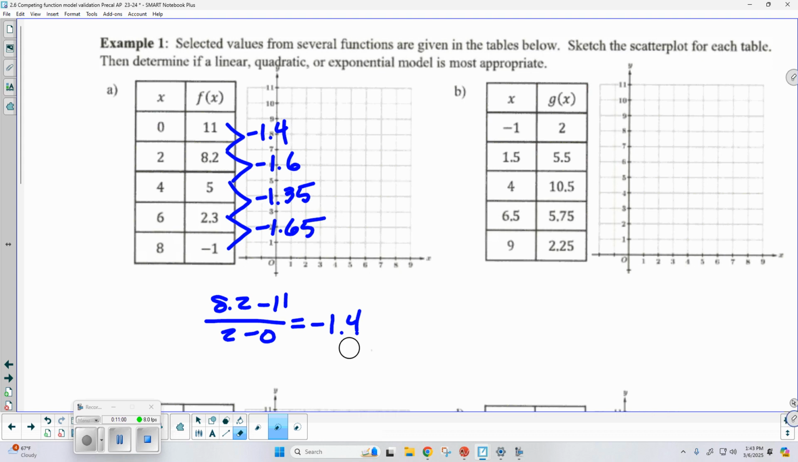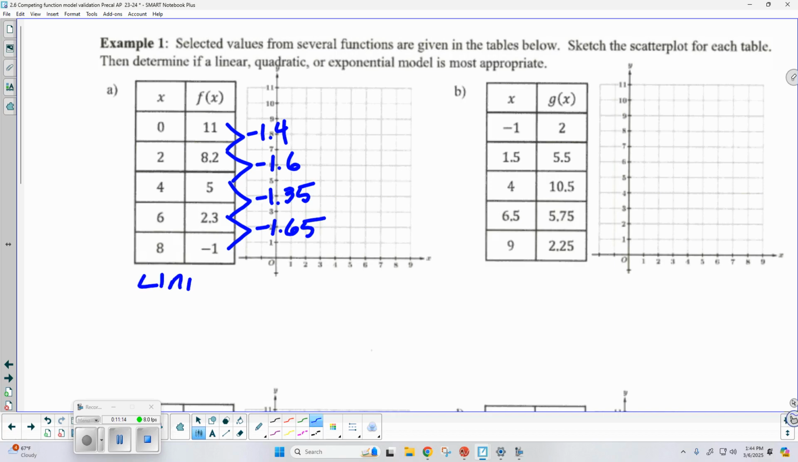So we decided to run with the idea that it's linear. Well, they're definitely not exact, but are they relatively close to each other? Yeah. It's not perfect, but it's almost consistent. So I'd say yes, this is linear.